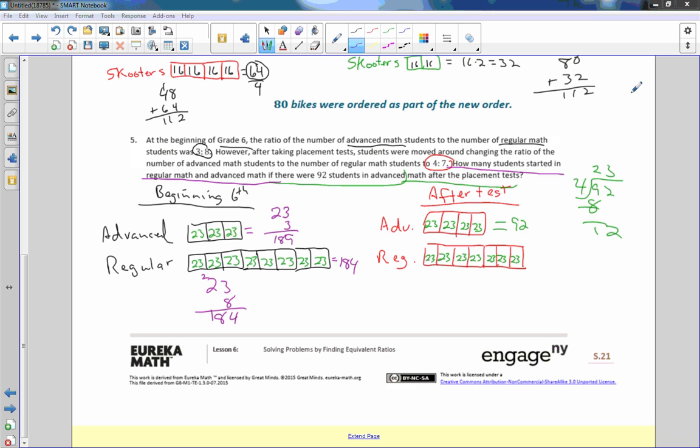Okay, I made a small mistake here. Let me fix it. That doesn't make sense. 189 is more than 184. I did a calculation error. 23 times 3 is 3 times 2 is 6. So there's 69 advanced, 184 regulars. Okay, so that's the answer.